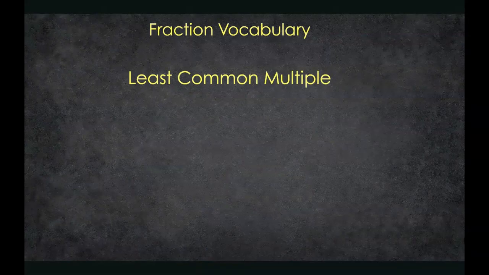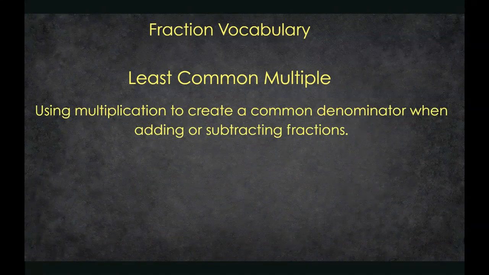All right, and our final vocabulary word that we're going to be talking about today, and this is another 5th grade specific skill, finding the least common multiple. Sometimes when you're adding and subtracting fractions, the denominators are not the same, and we are unable to add unlike denominators. When we find the least common multiple, we are going to be using multiplication to create a common denominator when we are adding and subtracting fractions.